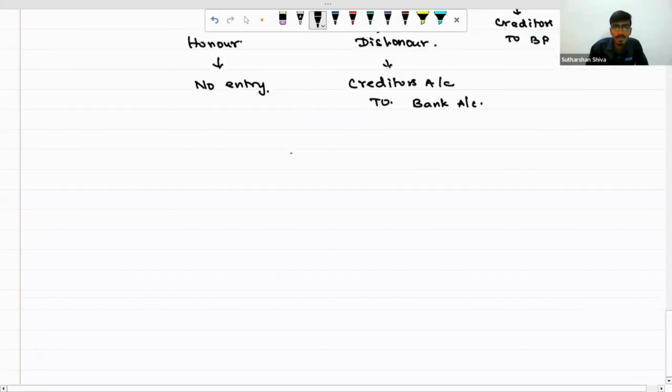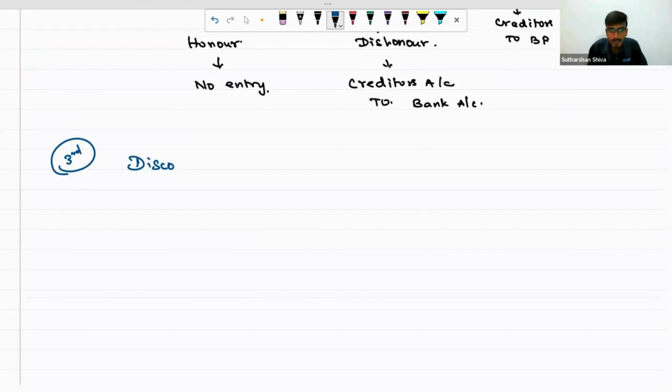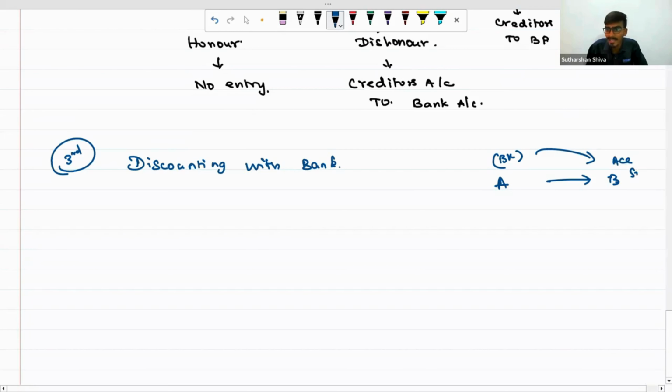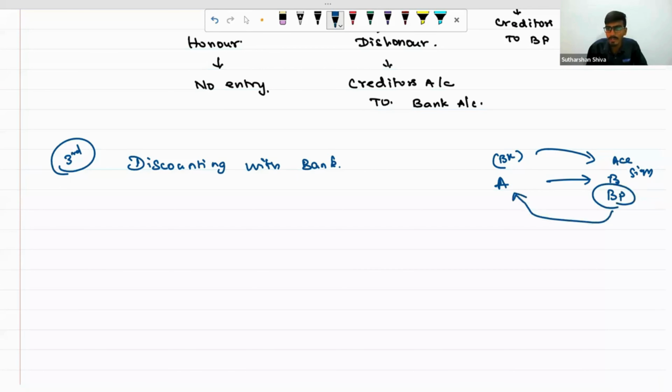Next, the third part is discounting with bank. How will this concept of discounting with the bank work? A is a person sending bills receivable to B. B accepts and signs it, then it becomes bills payable. This bills payable will be sent to A. So for A, it is bills receivable; from B's point of view, it is bills payable. This bill is worth 3 months.